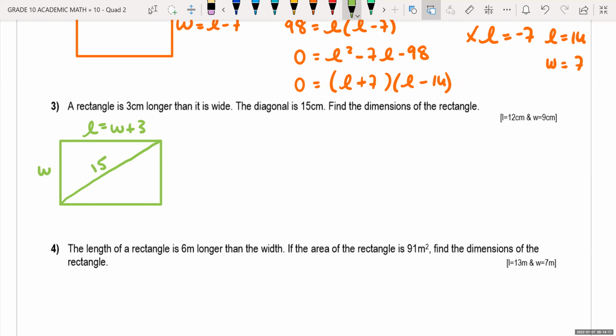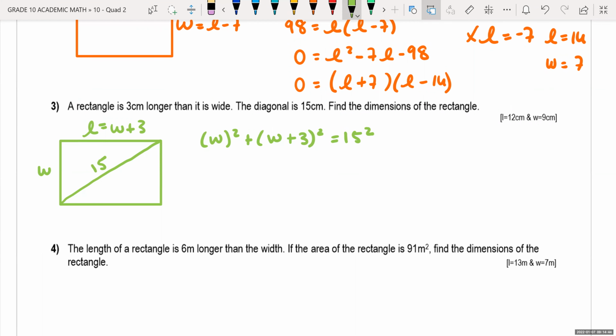The reason is, if they give you an area, then you could have figured it out like the previous two questions, but they don't give you an area. So we're going to have to use the Pythagorean theorem, which is just a squared plus b squared is equal to c squared. So really that's going to be w squared plus (w plus 3) squared is equal to 15 squared.